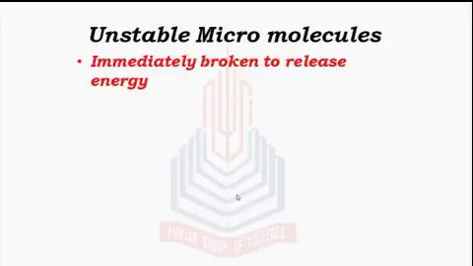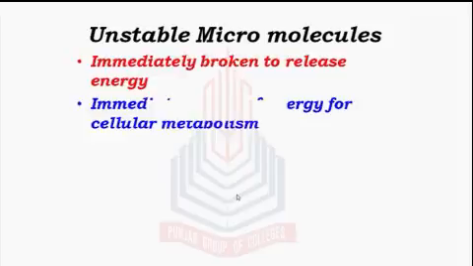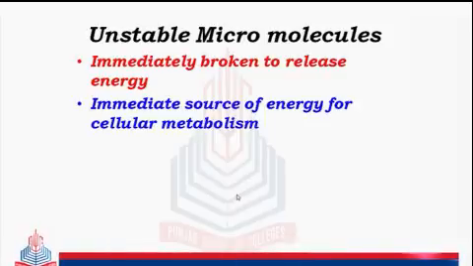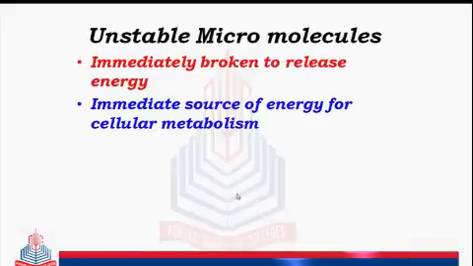Micromolecules, amongst them there are certain unstable ones too. They cannot be stable in a certain configuration under different reactions, and they immediately break to release energy, and they are then thought to be the immediate source of energy wherever required for cellular metabolism. Whenever they are broken down, they release energy, and that energy is used to carry out different sorts of functions and purposes in the cell.